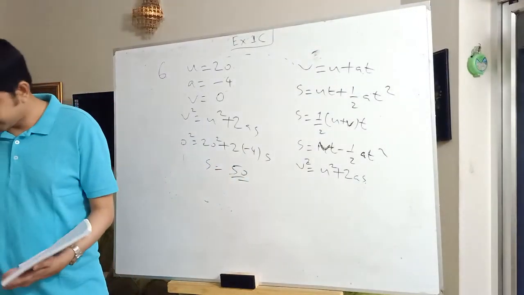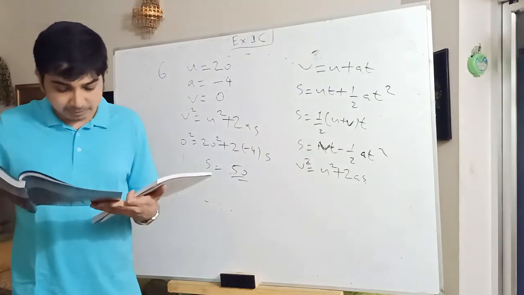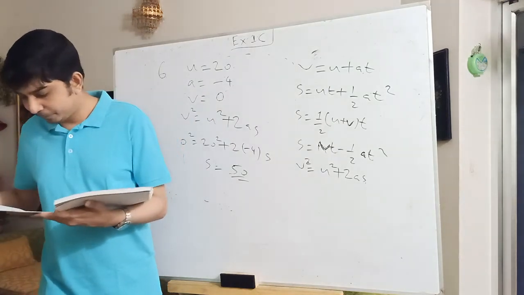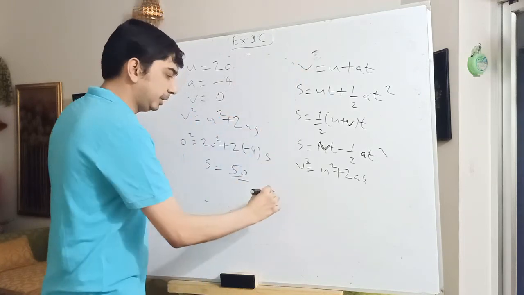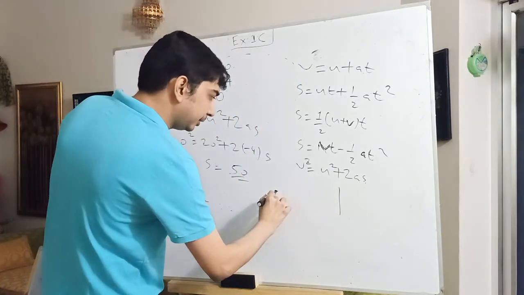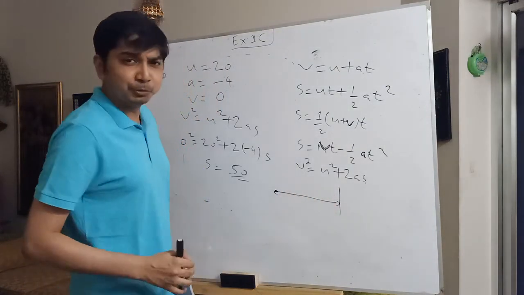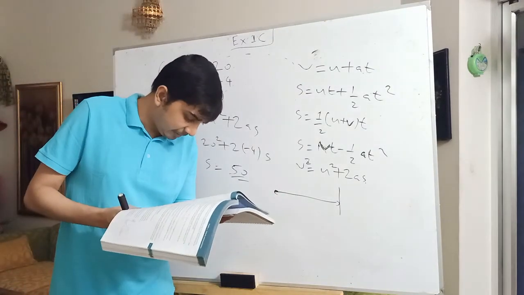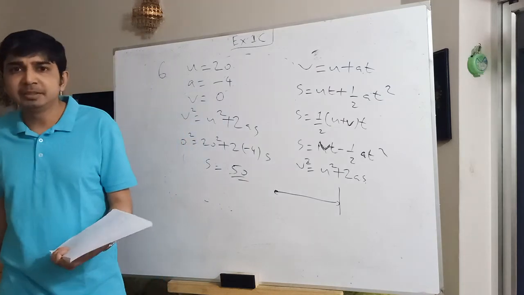So what did they have to find? How far away from the lights the driver started braking. So here you have the lights. This is the distance it took for the car to come to rest. That's the distance we have found, and that's the same as how far away from the lights the driver started braking.